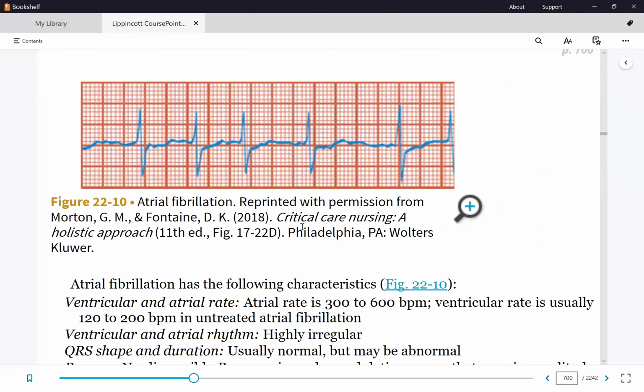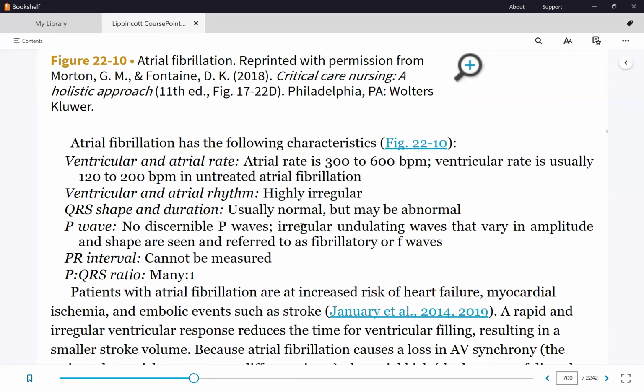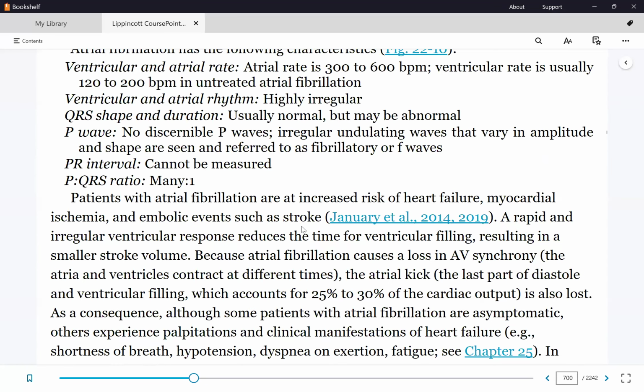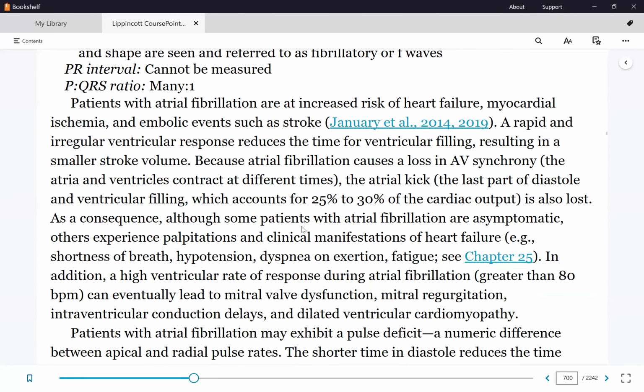Right under figure 22-10. You see the AFib strip? Okay. Below that, the next paragraph, patients with AFib are at an increase. Okay, right there. Thank you. Now, there are two effects here.